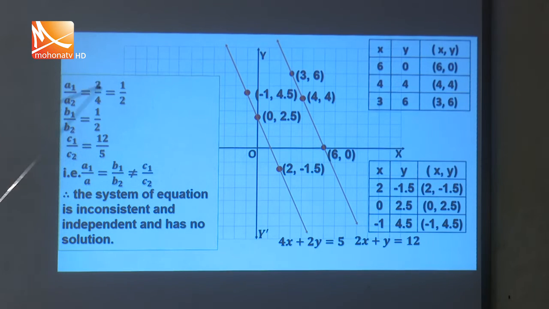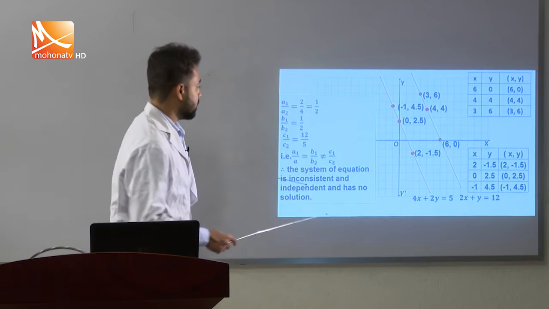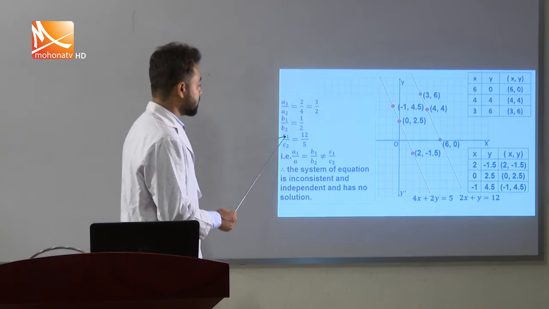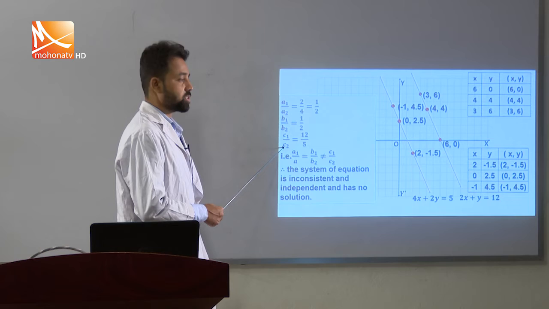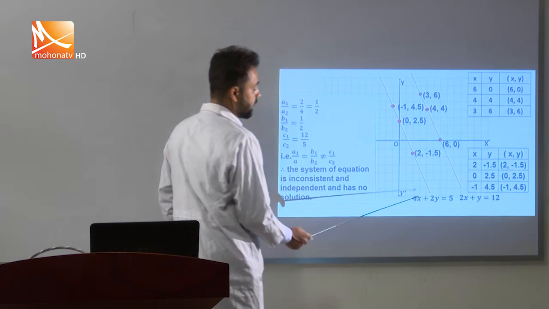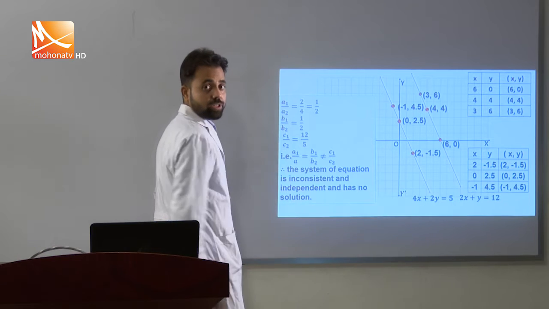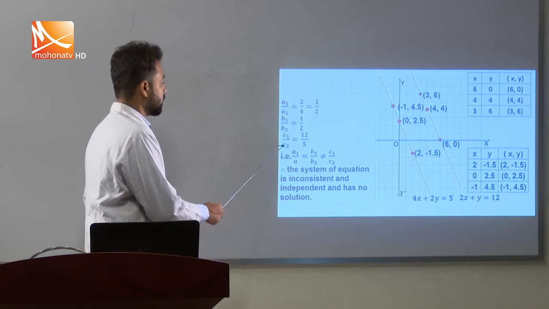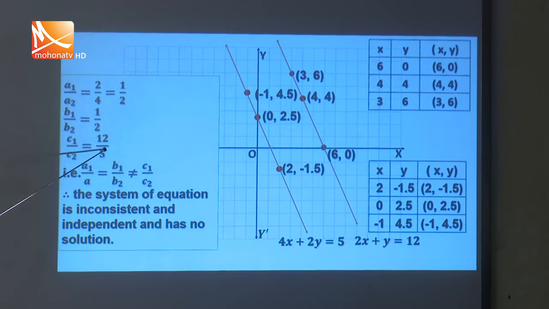Okay. So, when we get these two ratios equal, then we need to find the ratio of the constant terms. What is the ratio of the constant terms? C1 means the constant term of the first equation, C2 means the constant term of the second equation. The constant term of the first equation is 12 and of the second equation is 5. So, the ratio of C1 and C2 is 12 by 5.